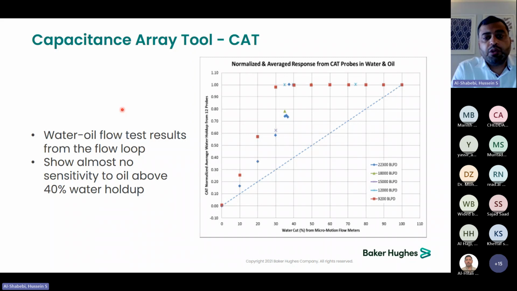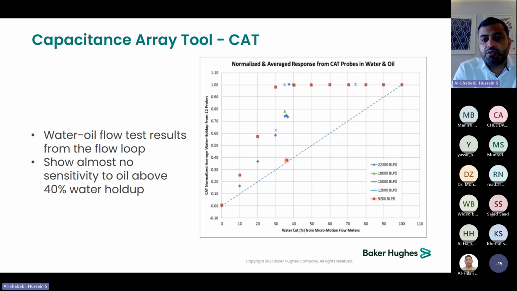The next sensor that we have is the capacitance, and this test was done again in the flow loop. What we are changing over here is the water cut and also the liquid rate. So we started with 9,200 barrels of liquid up to 22,300 barrels of liquid. As you can see in this plot, as the water cut is increasing, we are losing the oil sensitivity when the water cut is reaching around 40%.